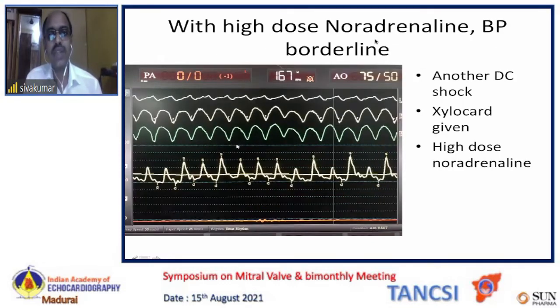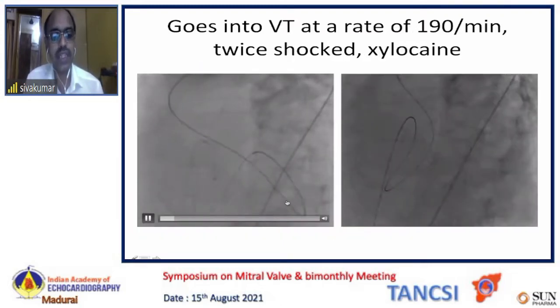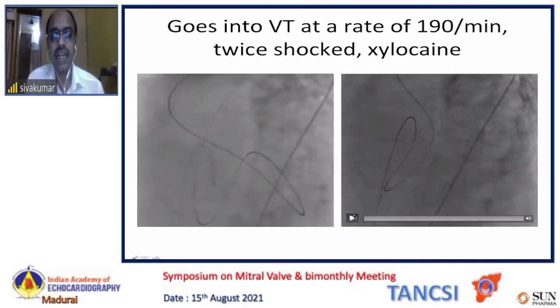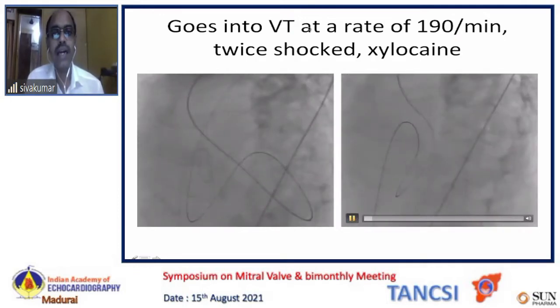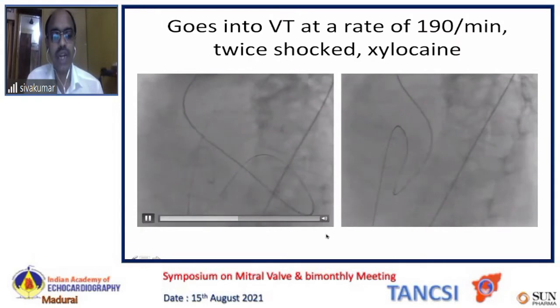With a very high dose of noradrenaline, the BP became borderline, around the 70s. The tachycardia recurred, and another shock was given. Xylocaine was also started, along with high dose noradrenaline. The tachycardia reduced to about 167, and the BP was slightly stable. We kept proceeding with the procedure. This is a VT going on. So we crossed with a wire and created a railroad. During this time, twice he was shocked and xylocaine was given.